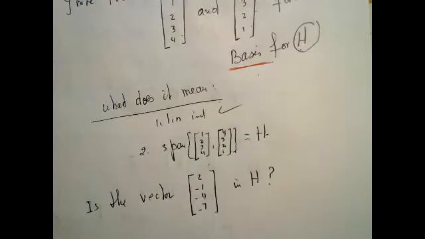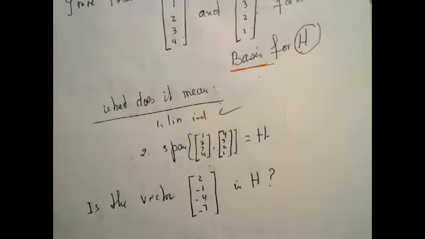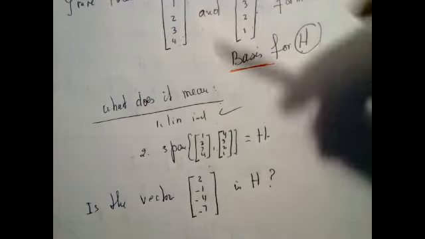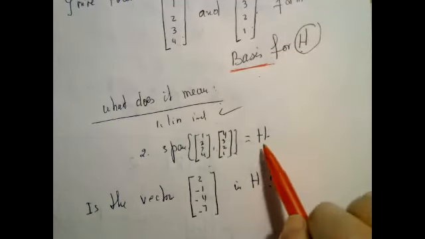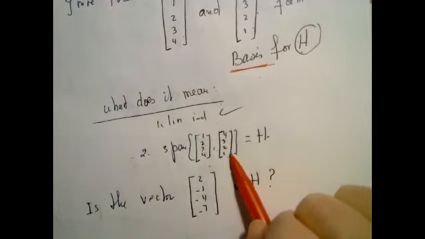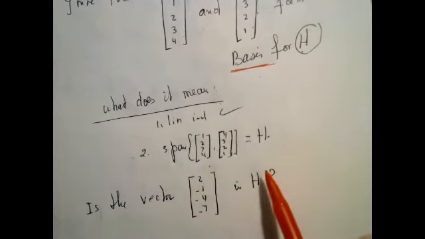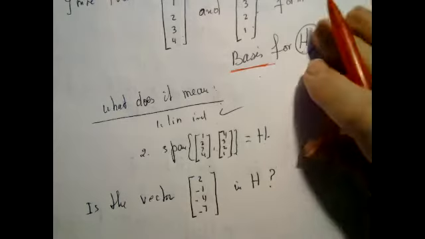Okay. Anybody? I'm reading everything you guys are writing. No, they are independent. No? Is this vector in H? Read carefully what I wrote. Telling you that those two vectors form a basis means H is nothing more than the span of those two vectors. That's what H is. So, is this vector in H?